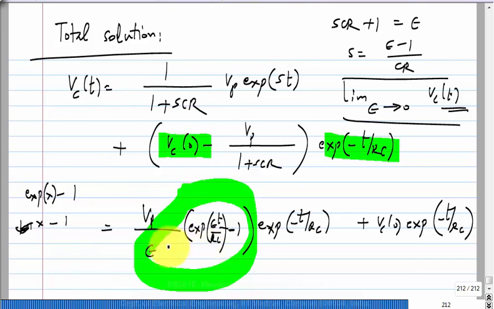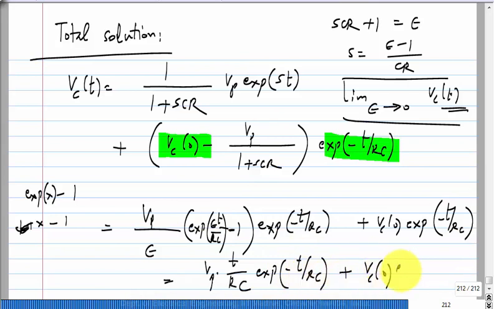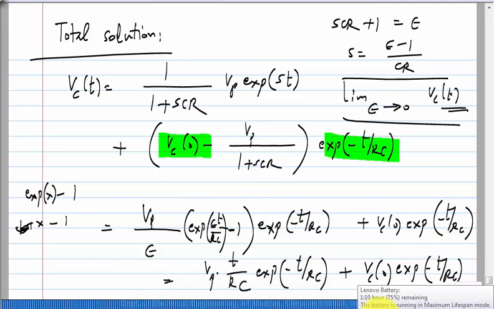So, what is the limit of this as epsilon goes to 0? It is t by RC. This epsilon goes with that. So this whole thing becomes Vp t by RC exponential minus t by RC plus Vc of 0 exponential minus t by RC.